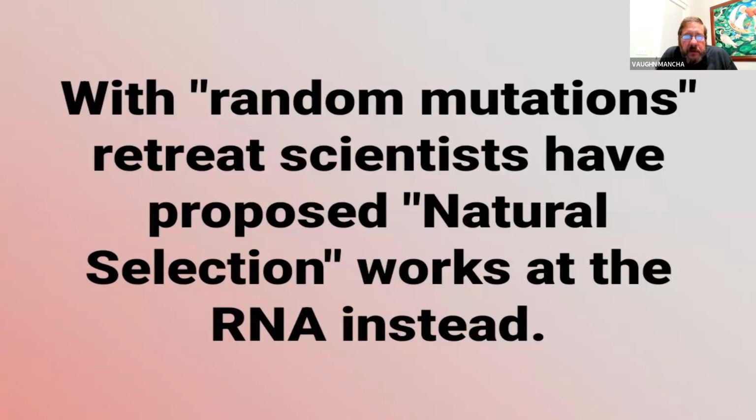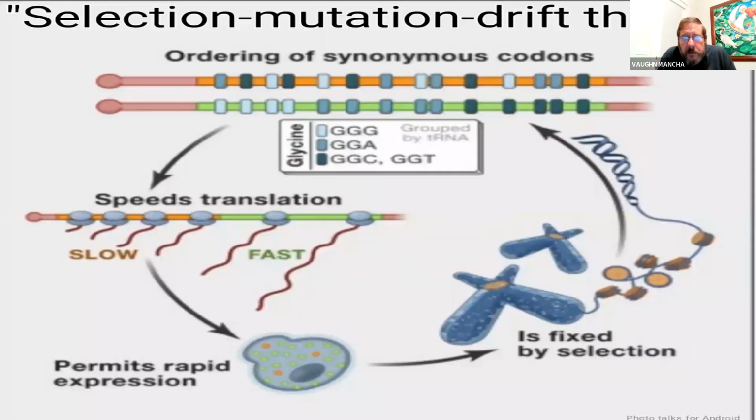With random mutations in retreat, scientists have proposed that natural selection works at the RNA level instead. It was supposed to be at the DNA level, but now they're arguing it's at the RNA level. This is a picture of a mechanism developed 30 years ago called the selection-mutation-drift theory. People were realizing that codons, which we talked about last time, are not random but biased. That pretty much did away with random mutations. They were trying to figure out how these codons, which seem to be a second code in the DNA, could work by natural selection.